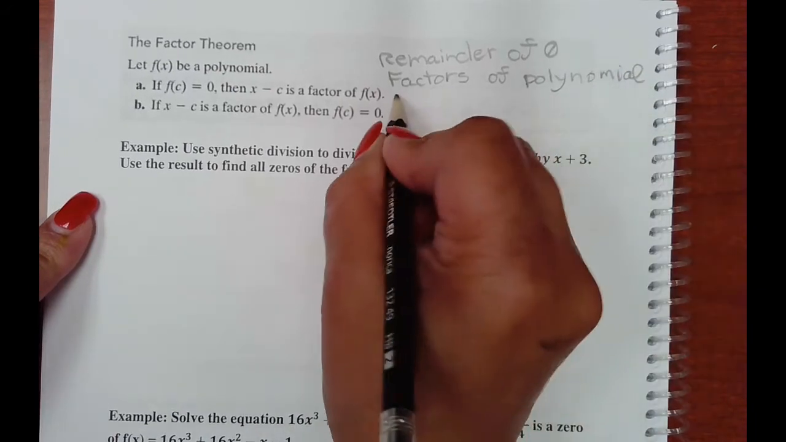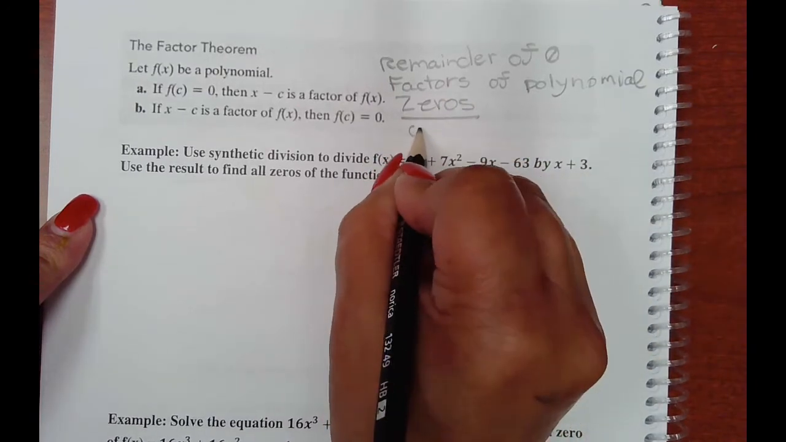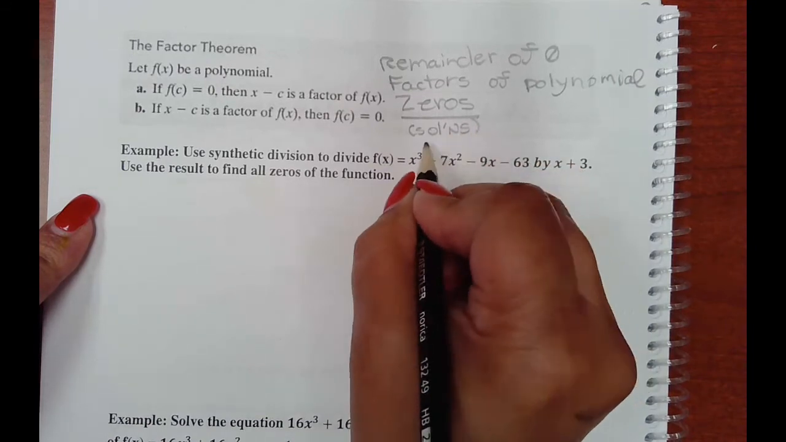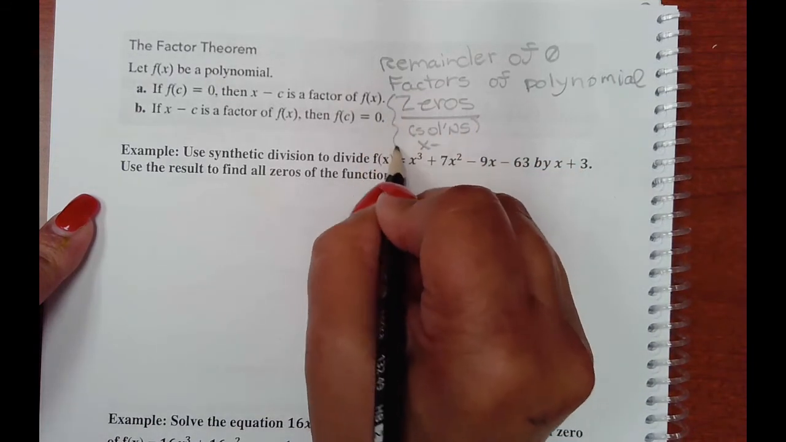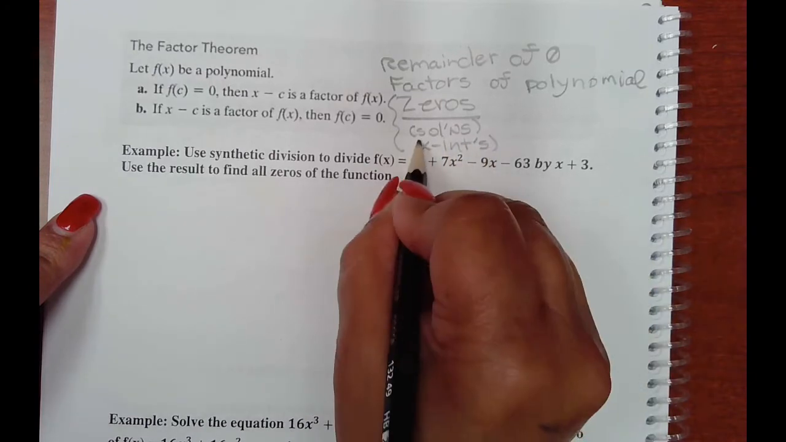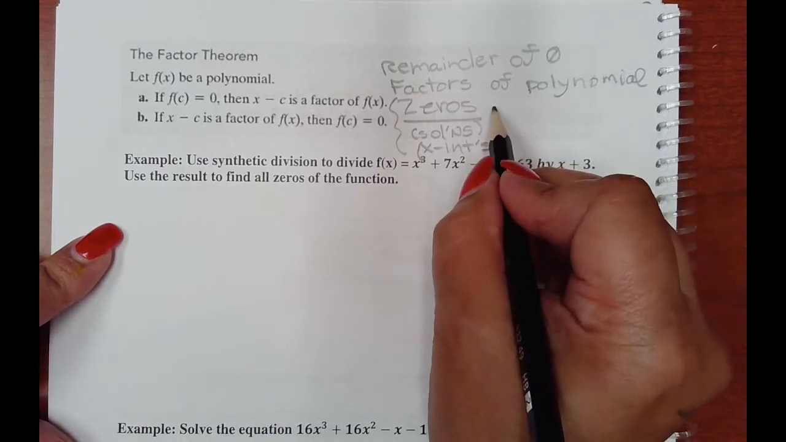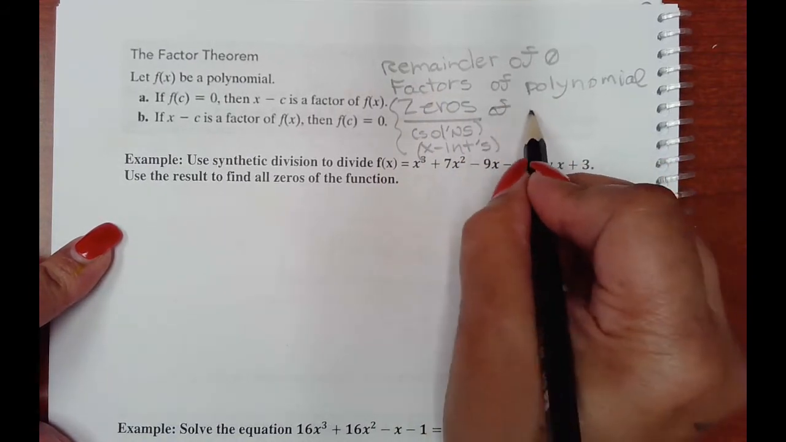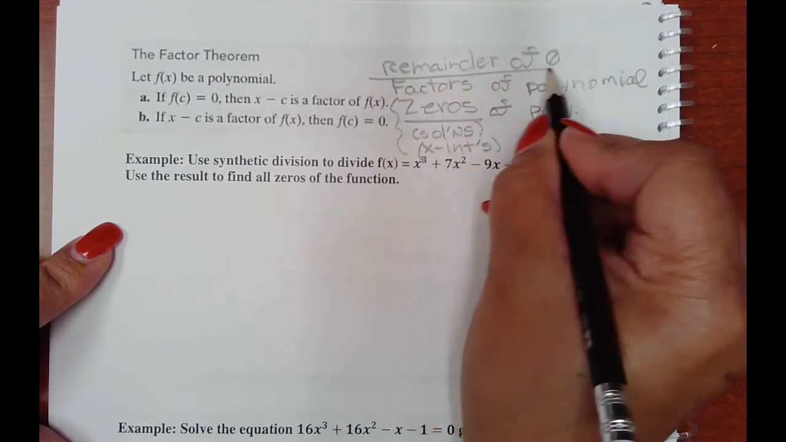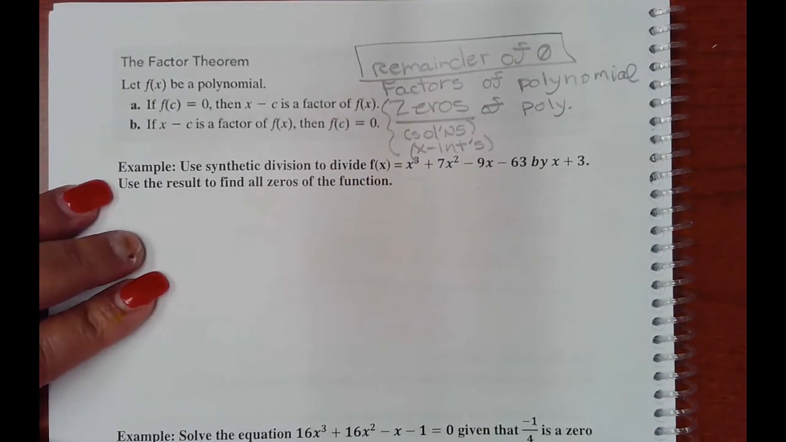and that enables you to find the solutions, what we also call zeros. Zeros means the same thing as solutions. When you're on a graph, it also means the x-intercepts. These are all interchangeable terms. They all mean the same thing. Okay, so when you find the factors of a polynomial, that will allow you to find the actual solutions of the polynomial. And all you have to make sure is that when you do your synthetic pass, you get a remainder of 0.